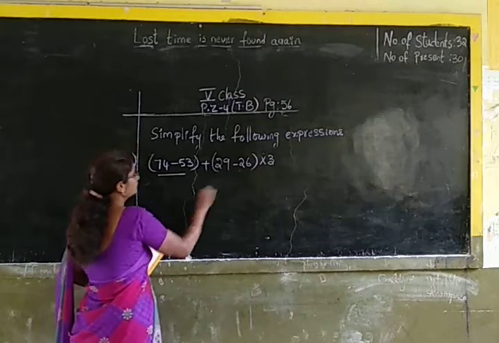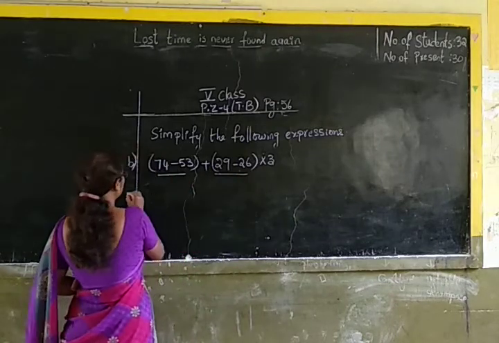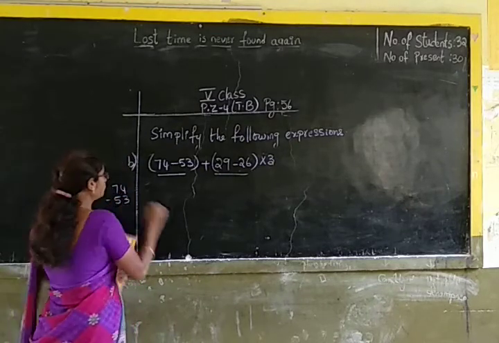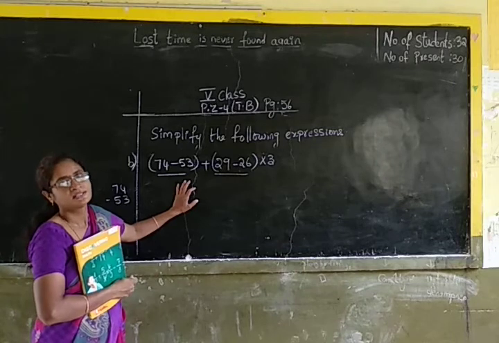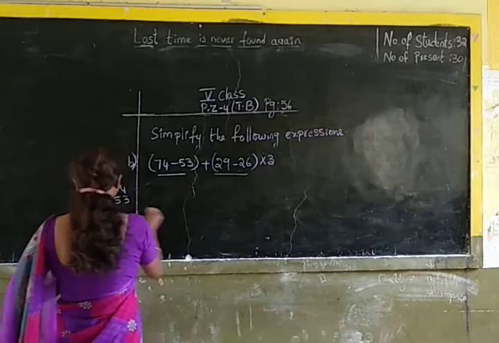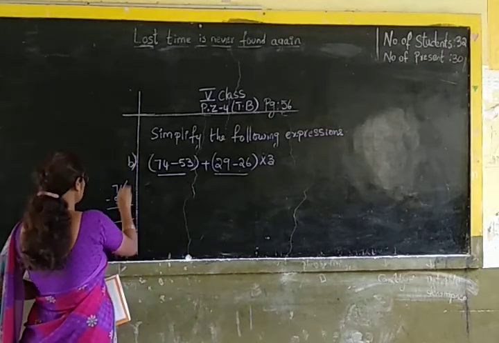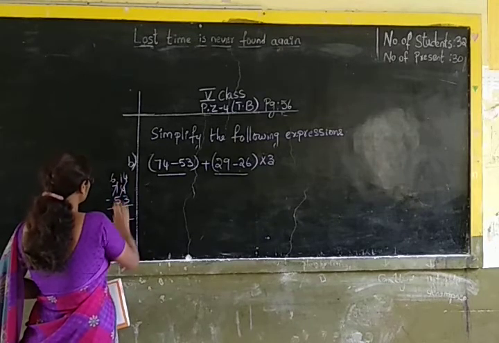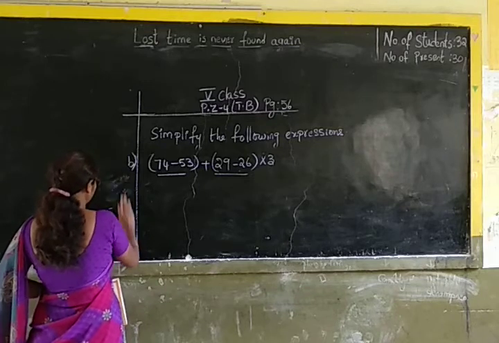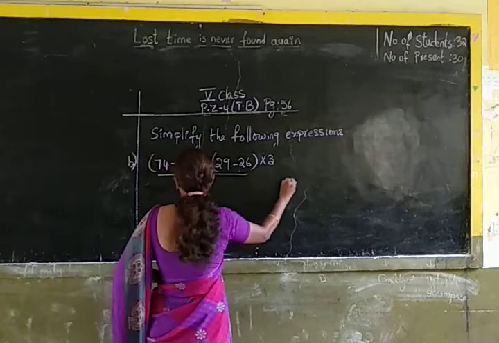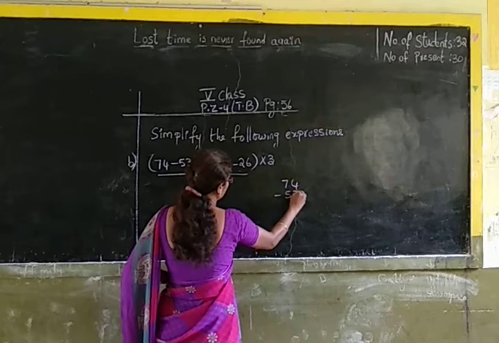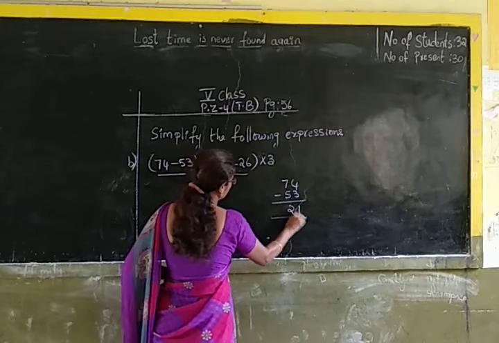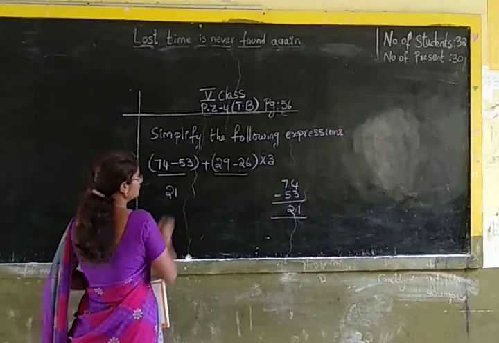Okay children? So first we have to solve 74 minus 53. Sorry children, wait. I am doing it here. 74 minus 53. 4 minus 3 is 1. 7 minus 5 is 2. So here the result is 21.